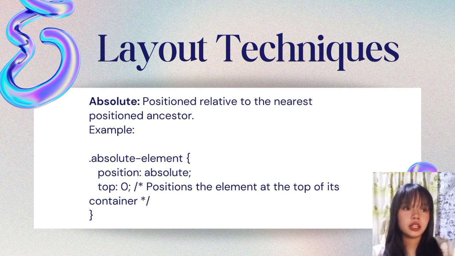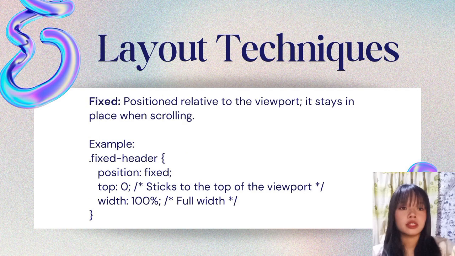Next is absolute, which positions relative to the nearest positioned ancestor. For example, position absolute with top 0 positions the element at the top of its container. Next is fixed, positioned relative to the viewport. It stays in place when scrolling, so it doesn't move.